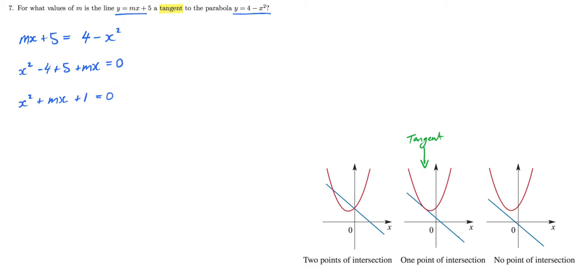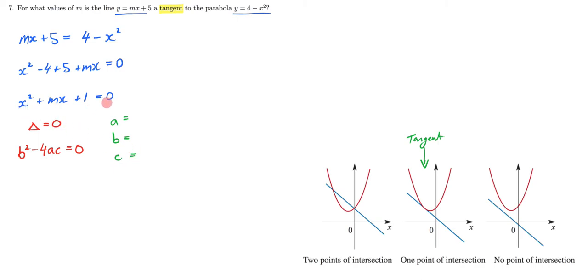Now we're going to use our knowledge of the discriminant to answer this question, because we know that it touches at only one spot. So therefore it's going to be exactly the same logic. My discriminant is going to be equal to 0. So I could write out my discriminant, b squared minus 4ac, is going to be equal to 0. I then am going to identify my a, b, and c values.